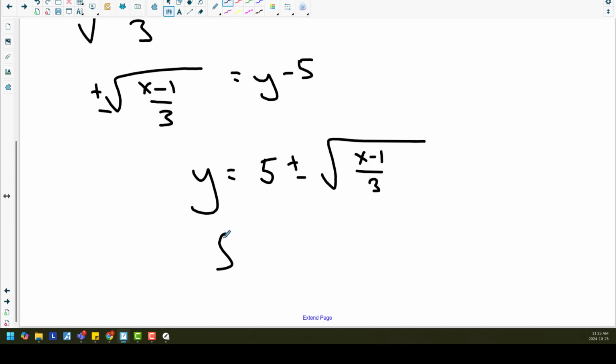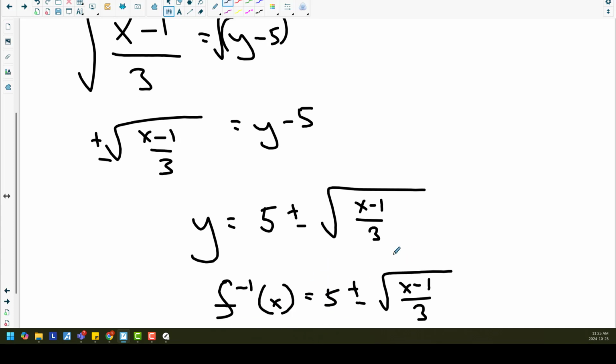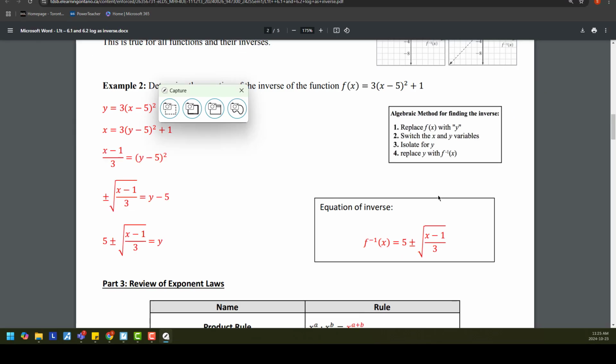And the final step is to rewrite it in proper notation. So the inverse of f of x is equal to 5 plus and minus the square root of (x minus 1) over 3. That's how you do it. Okay. Let's go back.